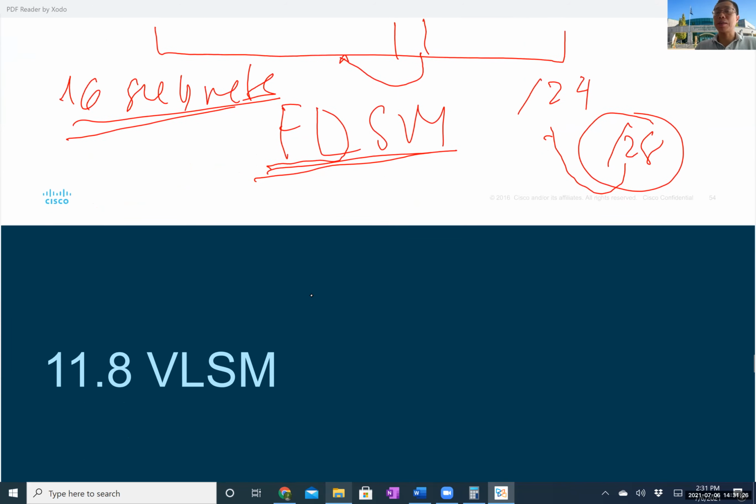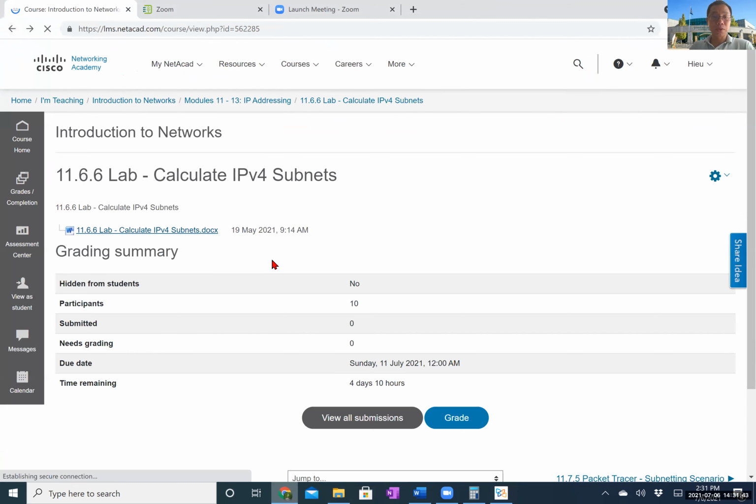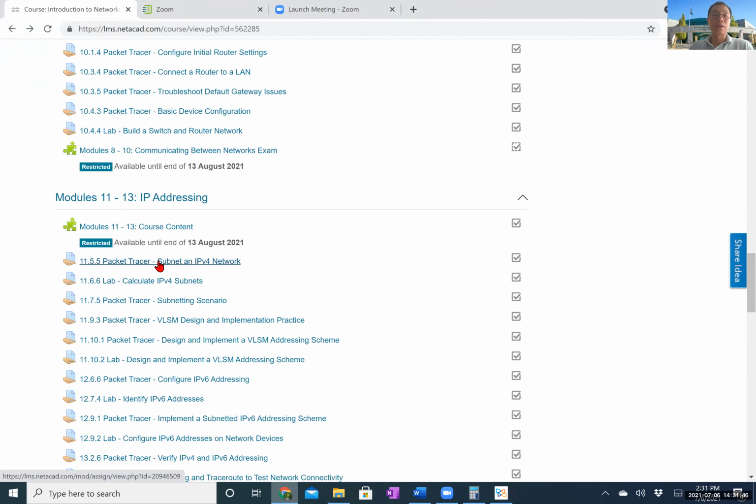But when working with the fixed length subnet mask, remember you have to balance between the number of subnets required and the number of addresses in each subnet. We already worked on this last Thursday, and you know that basically you have to meet two requirements. The first is the number of subnets. The second is the number of usable addresses in each subnet.